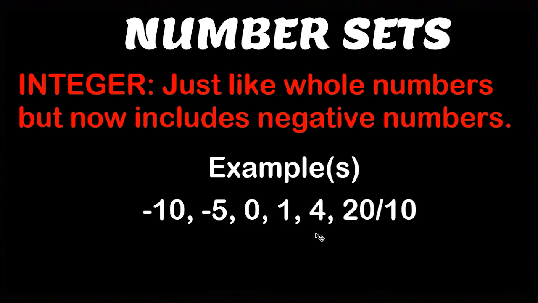So an integer can also be a whole number, but the thing with integers is that they can include negative numbers, whereas whole numbers cannot. And if you look at the last example that I gave you here, 20 divided by 10, that's going to be 2.